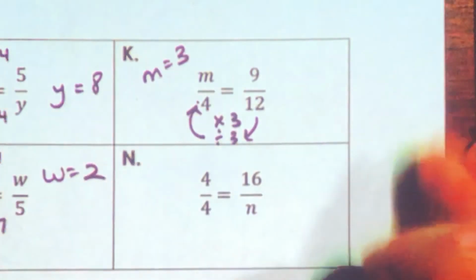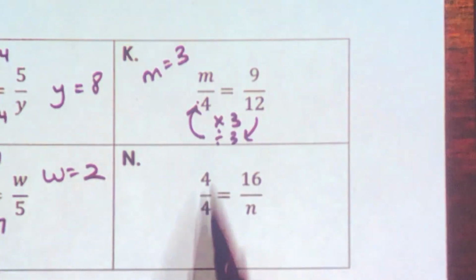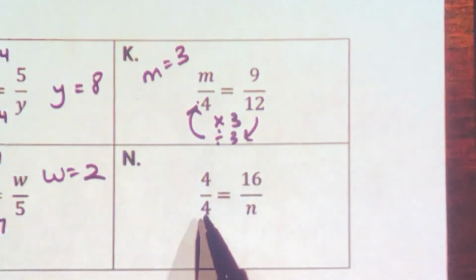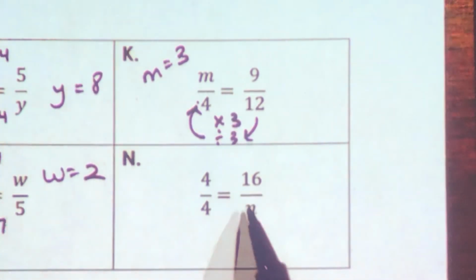And last but not least, letter N. If 4/4 equals 16 over n. Now maybe some of you are looking at this and you're like, well, it's 16 because 4/4 equals 1, and I'd have to put 16 over top itself to make that equal 1. So if you looked right at that and you automatically knew it was 16, that is A-okay.